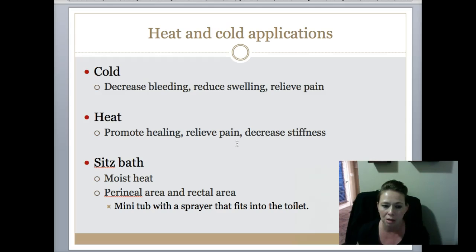You will see these more commonly if you work in the OB unit at the hospital or some kind of GYN office. It's a moist heat, but it's in a mini tub that fits inside the toilet, and then there's a sprayer that is built in and hooks up to the sink, and then it sprays warm water to the peri area. Okay.